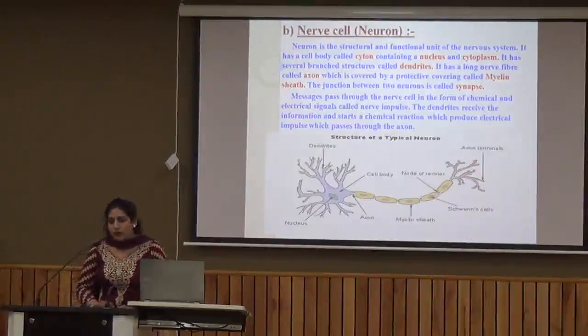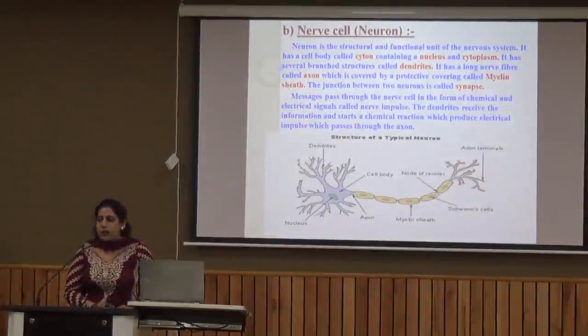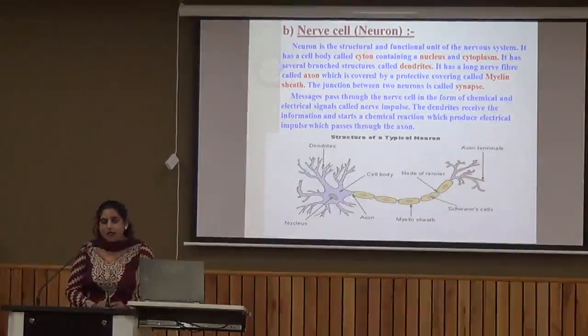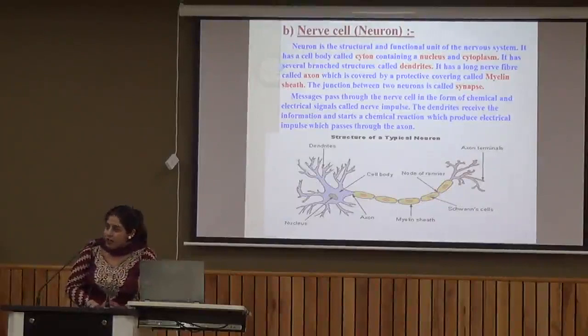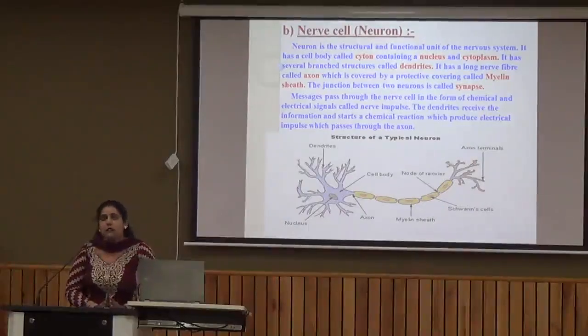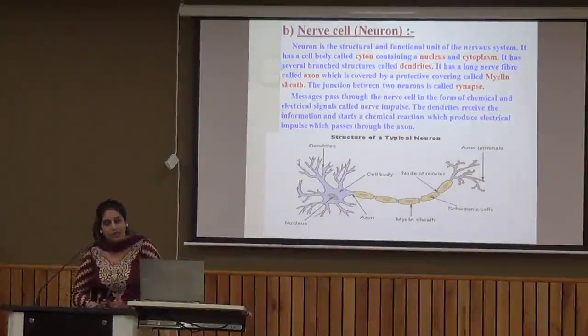Nerve cell, one of the very basic parts of this chapter, that is your neuron, as it is a structural and functional unit of nervous system. In short, all the messages which have been transferred from brain to your body parts is because of your neuron. Neuron is a main unit of a brain which is responsible for sending signals.